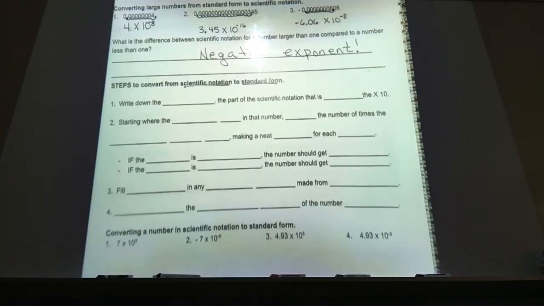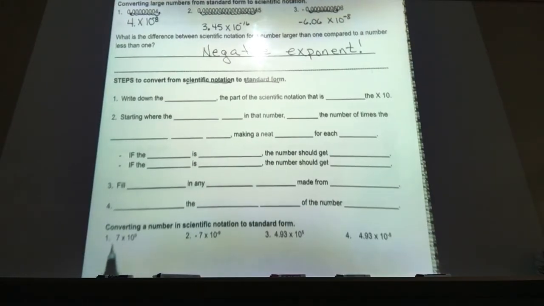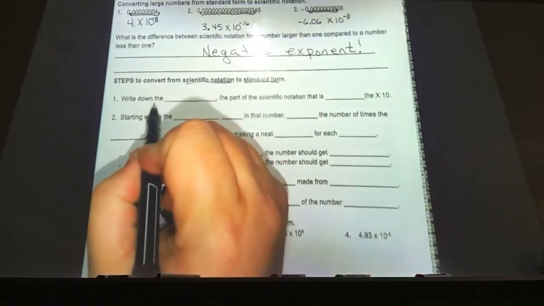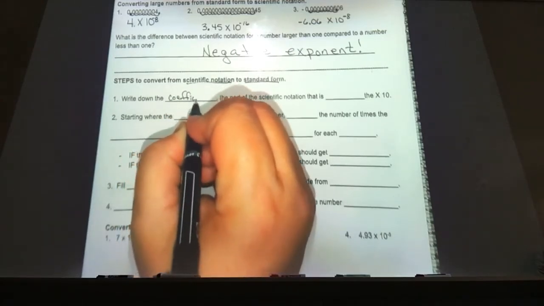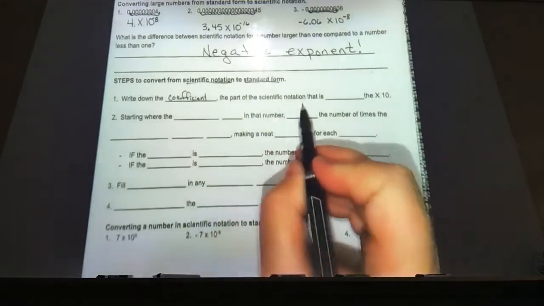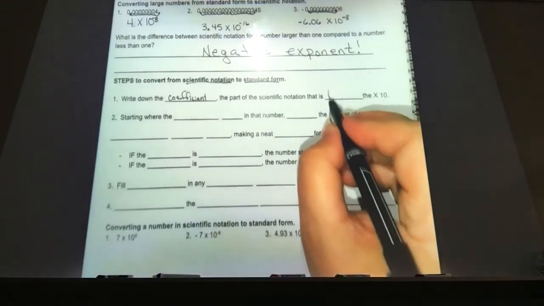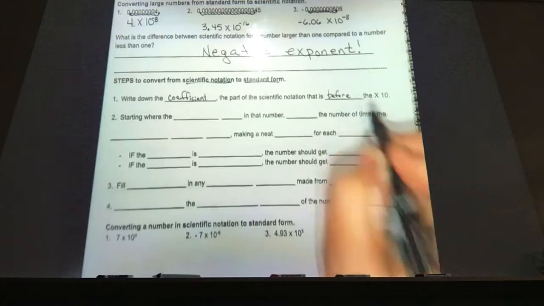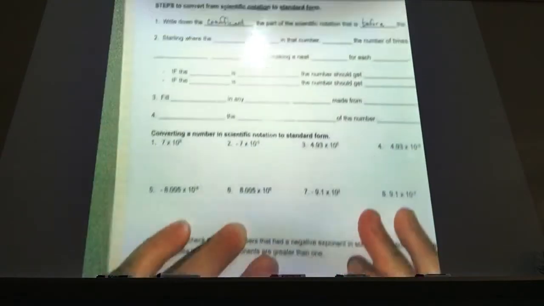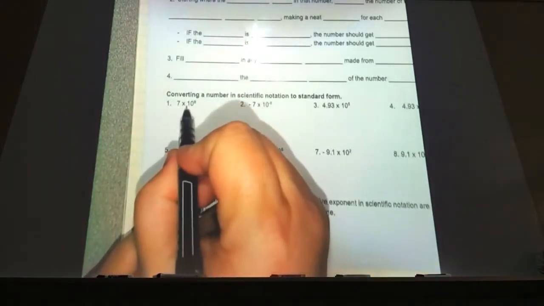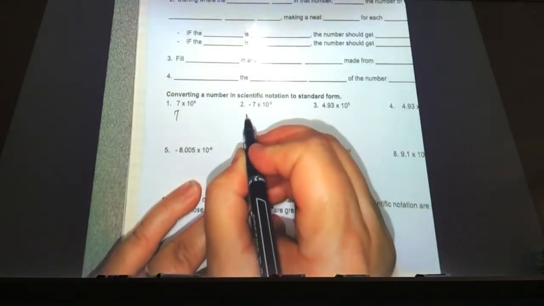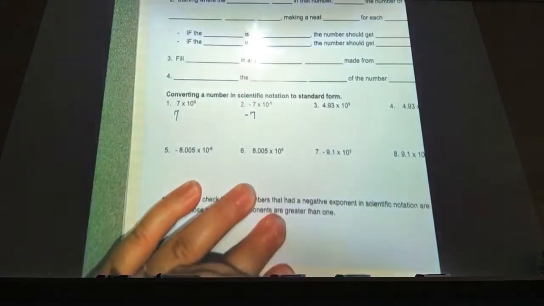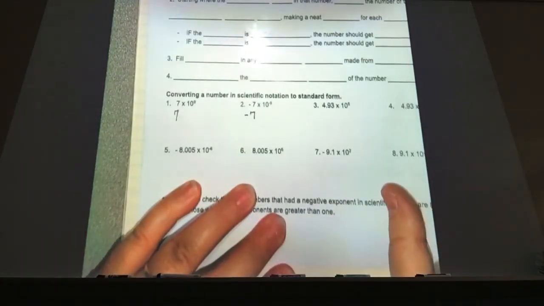So, the first thing we're going to do when we have this number right here is we're going to write down the coefficient, which is the part of the scientific notation that is before the times 10. Well, that's pretty simple. Here's the part before times 10, so I'm going to write down 7. Here's the part before times 10, I'm going to write down negative 7. Okay, so far so good, right?